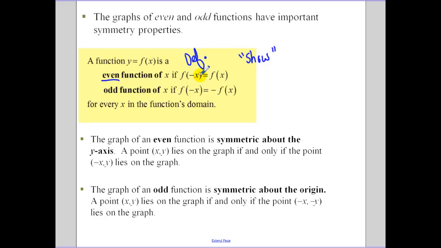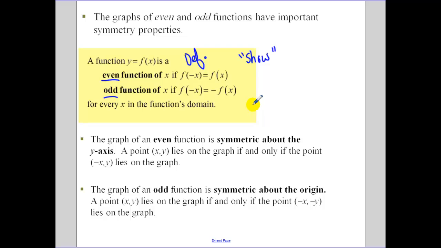If I plug in negative x and get out the same function. A function is odd if we plug in a negative x and I get the same function as if I were to multiply the whole function by a negative. And this is how you're going to show me again whether a function is even or odd.